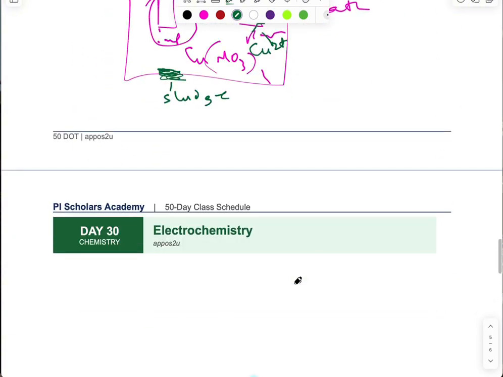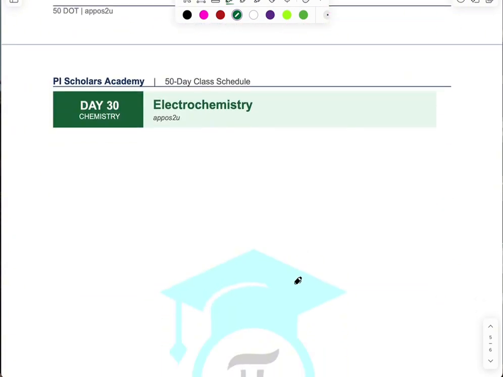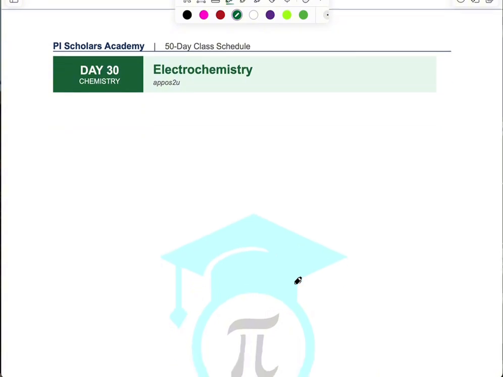Now let's go to the electrochemical cell. For this electrochemical cell, I'm just going to describe what they are, and I'm going to give you the difference between them and the electrolytic cell. Then that will be the end of the class, because the class is already getting too long.